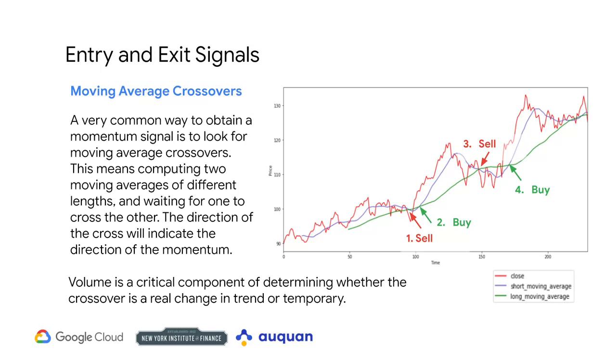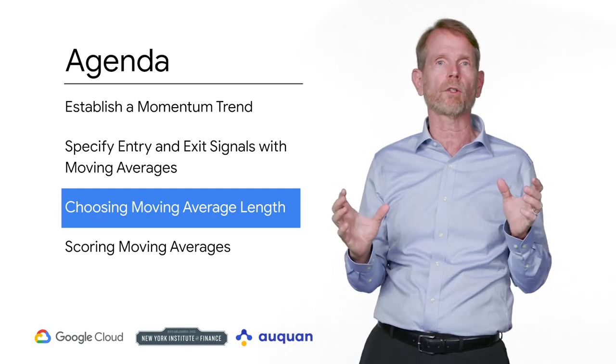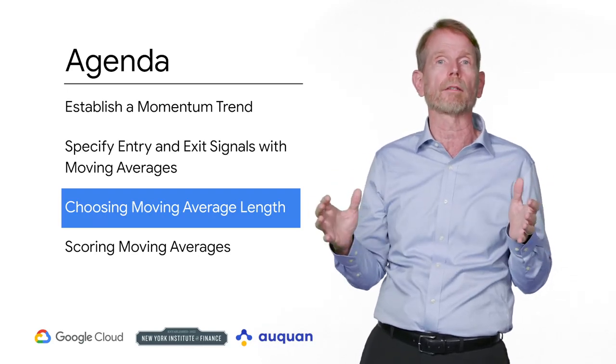However, since most traders are watching the same signals, there's no guarantee these will work in the real world. For that, you will need to develop more complex trading strategies based on more unconventional trading signals. Next, let's look at how you choose the size of your moving average window or length.